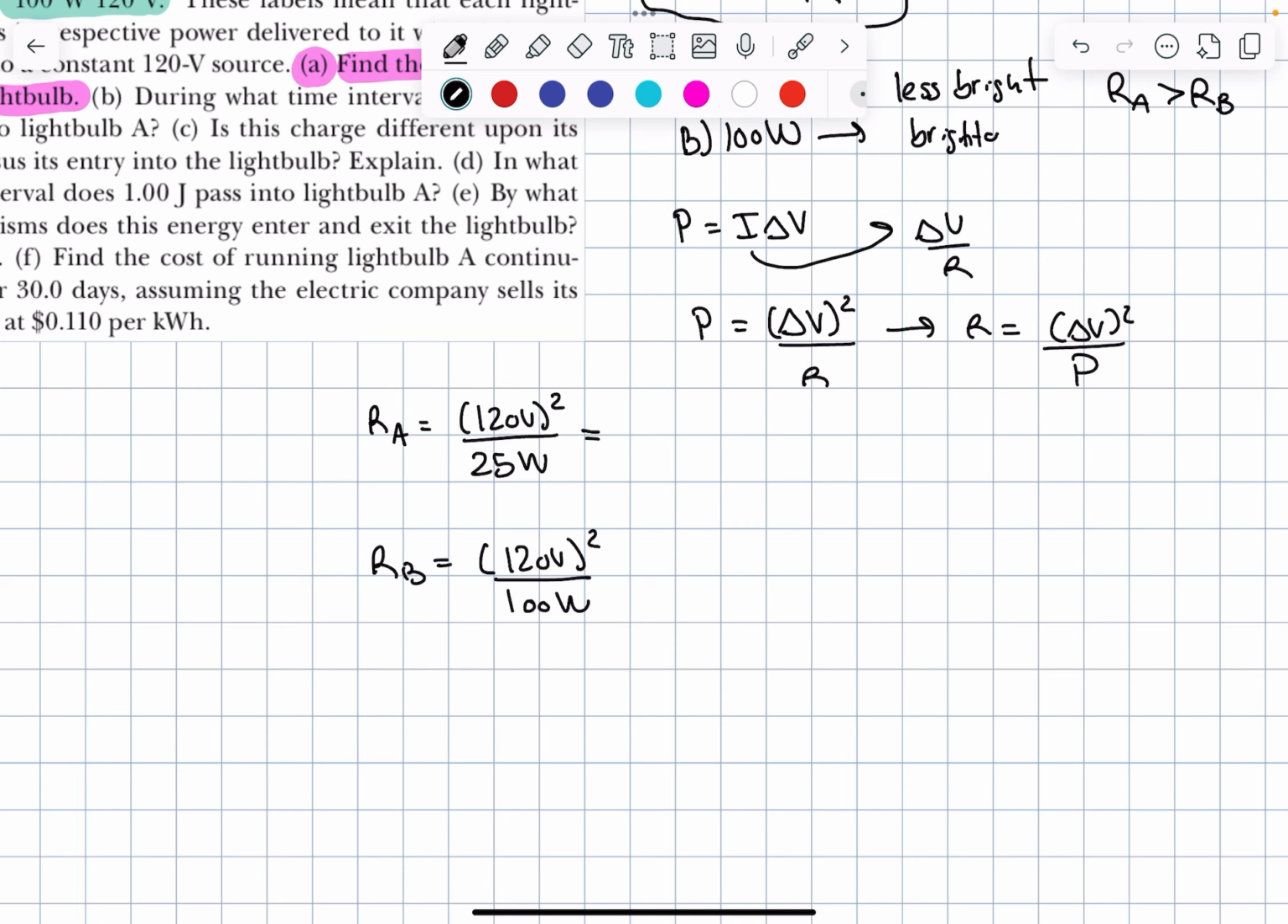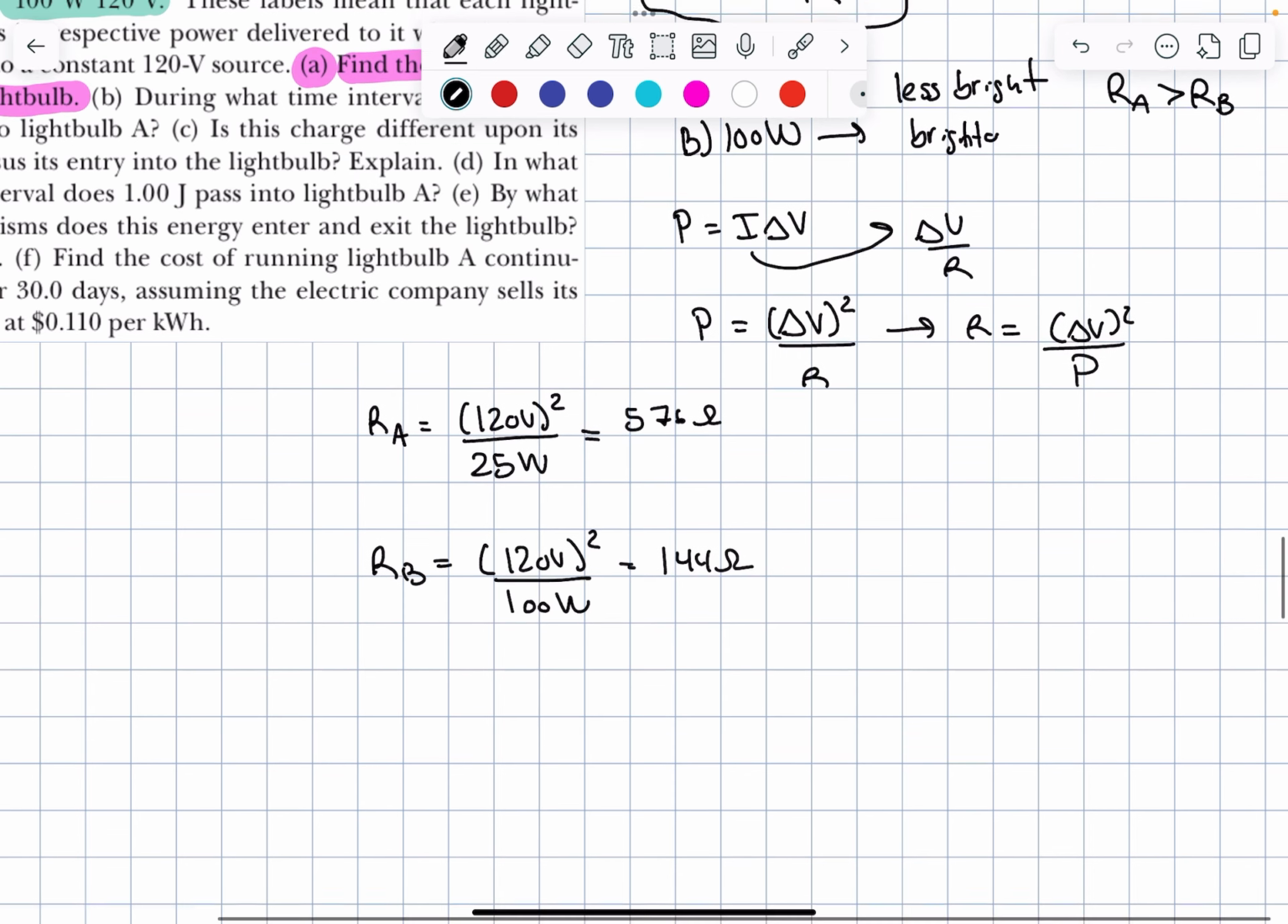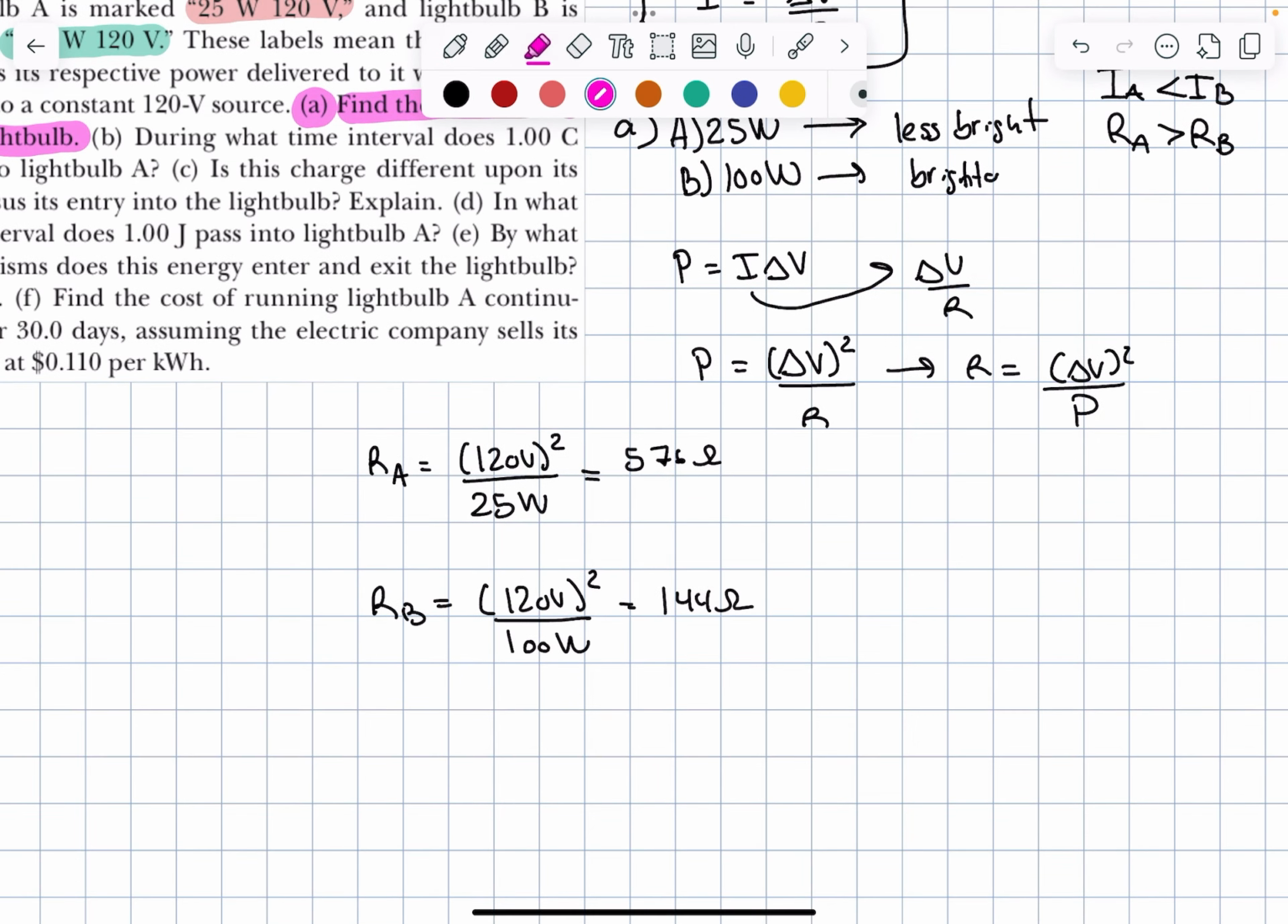We do the math and we see this is 576 ohms. This is 144 ohms. So just to re-emphasize this point, let's say light bulb A draws less current because it has a higher resistance and it consumes less energy. So that's why these numbers make sense.